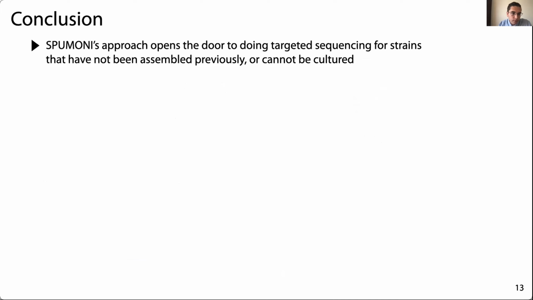We also talked about how SPUMONI opens the door to doing targeted sequencing for strains that are not in the reference, either because they haven't been assembled or they can't be cultured. So this potentially opens the door to assembling a lot of strains that couldn't have been assembled before.